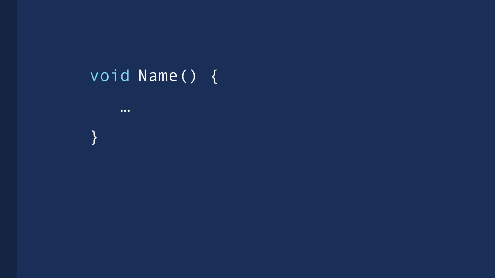Now, after the return type, we have the name of our function. So here we should give our function a proper descriptive name, like send email. This name clearly identifies the purpose of this function, okay? Now, after the name, we have a pair of parentheses, and inside these parentheses, we add the parameters for this function.